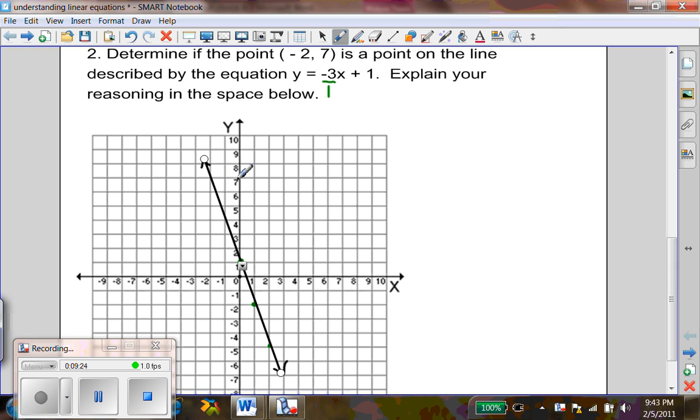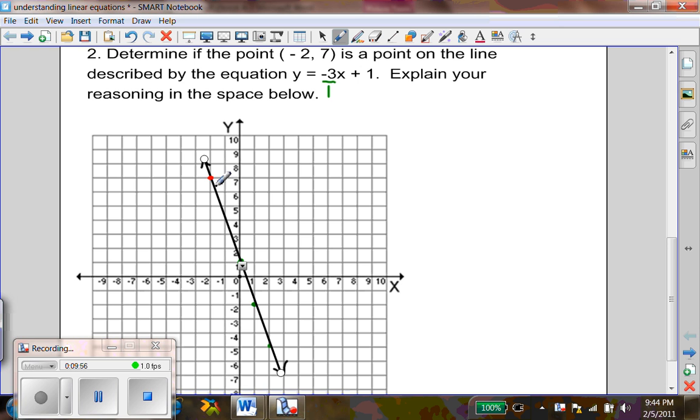Well, if we have the graph, we can check and see. I'll just go over to the point negative 2, 7. So I go negative 2, up to 7. And it sure does look like negative 2, 7 is a point on my line. But the only way to really be sure, we could say, yeah, it is, because we graphed it, and when we went to that point, the line passed through it.